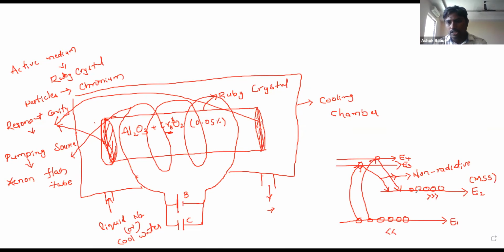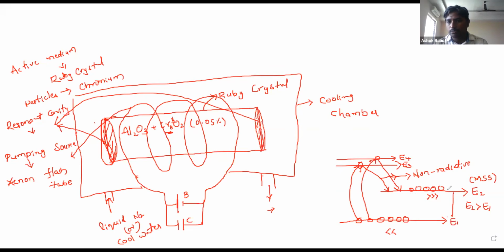So at a particular instant, what will happen? E2 has more atoms than E1. Achieving more atoms in the higher energy state than the lower energy state is called population inversion. Means in the ruby crystal, we have achieved population inversion between E2 and E1. After achievement of population inversion, what are we going to observe? The laser transition will occur between E2 and E1.